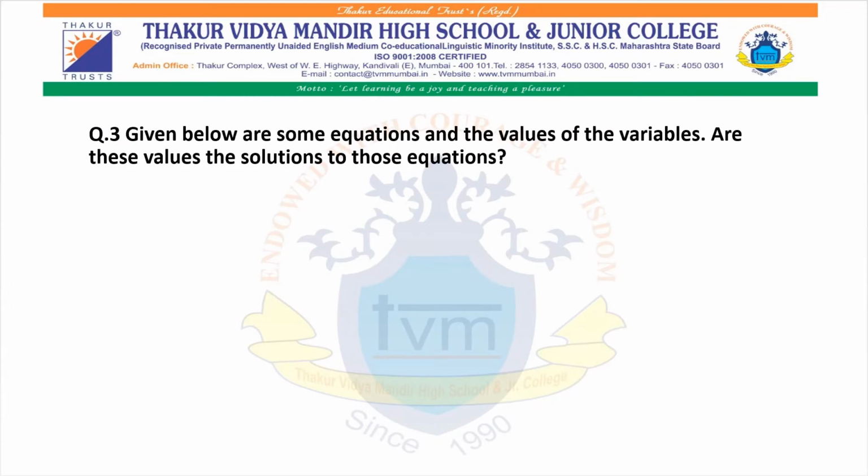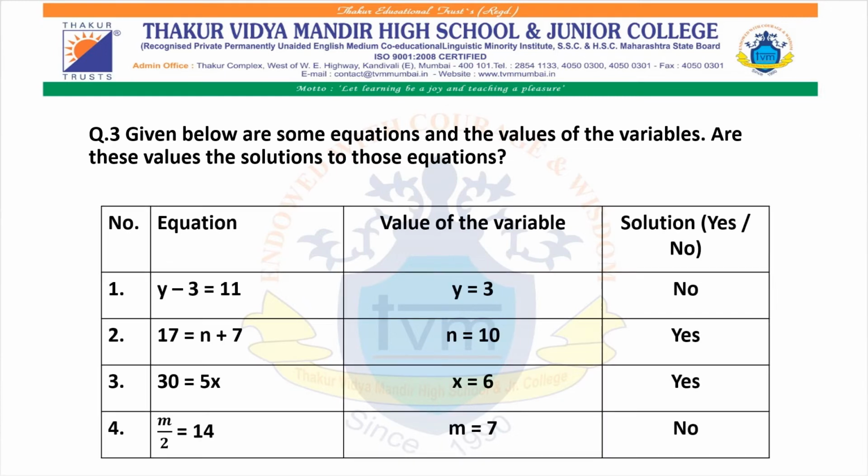Question 3. Given below are some equations and the values of the variables. Are these values the solutions to those equations? First, y minus 11 is equal to 11... y minus 3 is equal to 11. The value of the variable is given as 3. So instead of y, we are going to substitute the value that is 3. If we substitute, 3 minus 3, we will not get 11. So y is equal to 3 is not the solution of the equation.